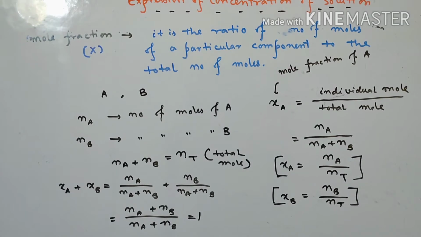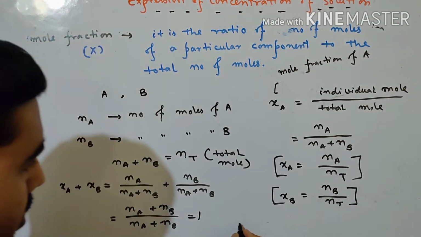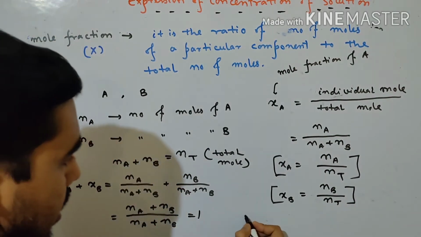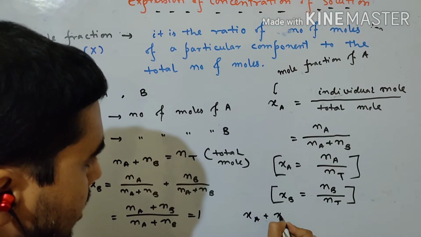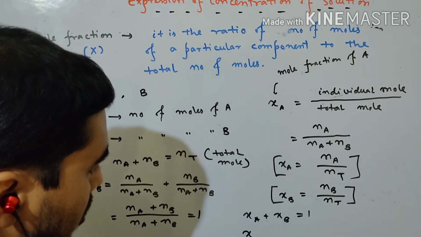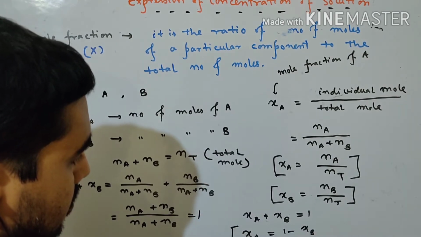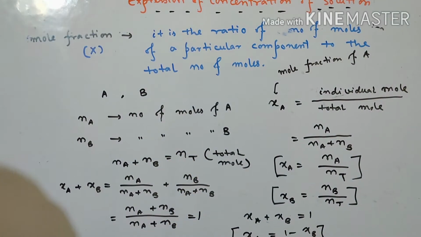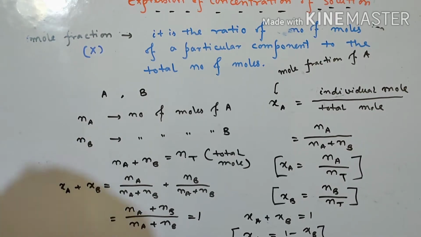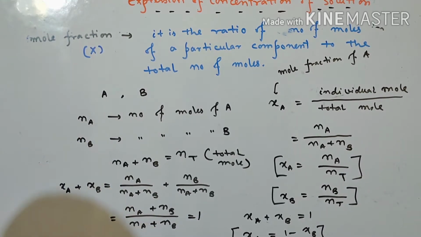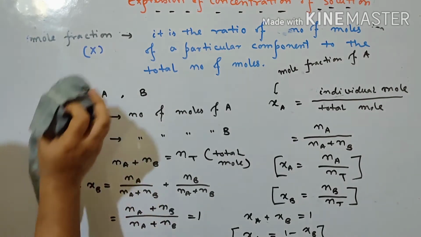And further, since Xa plus Xb is equal to 1, in order to calculate the mole fraction of one component, simply you do this. Okay. So this is how we proceed. This is the mole fraction. Now, let us see one case regarding the mole fraction. Let us see one numerical.